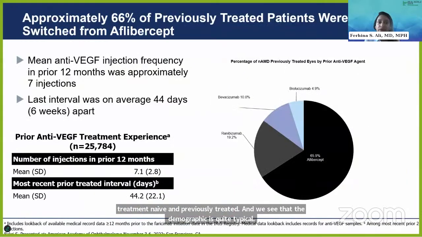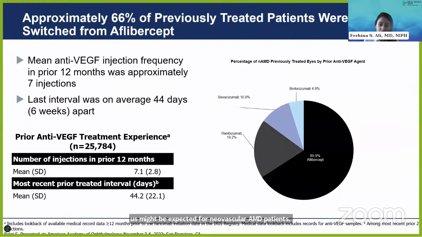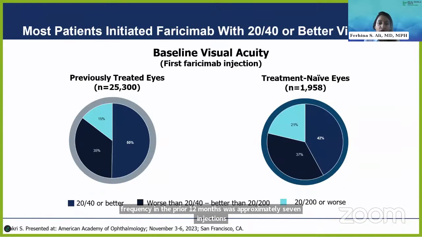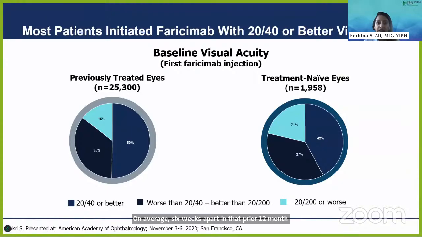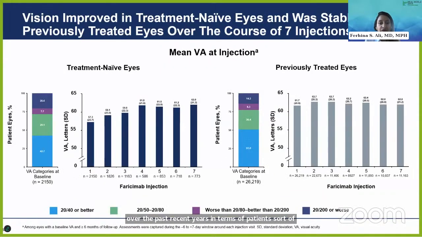And what we found was that approximately 2/3 of the group that were previously treated had been switched from aflibercept, and their mean injection frequency in the prior 12 months was approximately 7 injections, on average 6 weeks apart, prior to initiating faricimab. And those patients that did begin use with faricimab had vision of 20/40 or better, and that seems to be quite consistent with clinical trial enrollment data that we've seen over the past recent years, in terms of patients being treated earlier and presenting earlier as well.